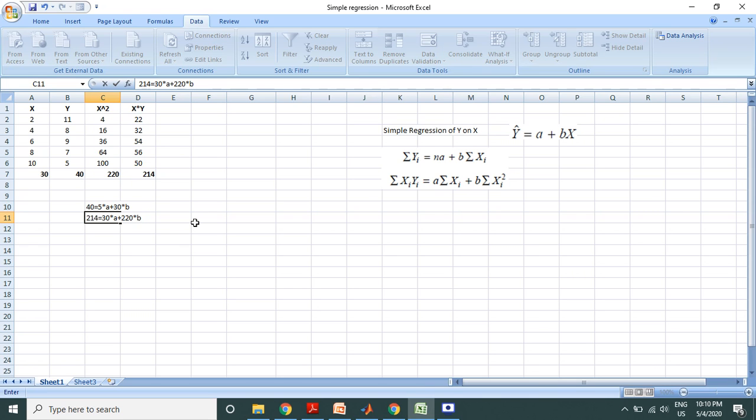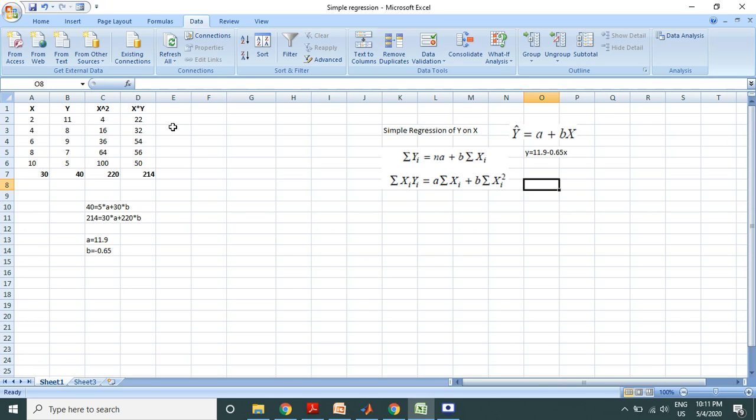Now, by solving these two equations, we obtain a equals 11.9 and b equals minus 0.65. So our equation becomes y equals 11.9 minus 0.65x. This is the manual way to calculate the simple regression of y on x.